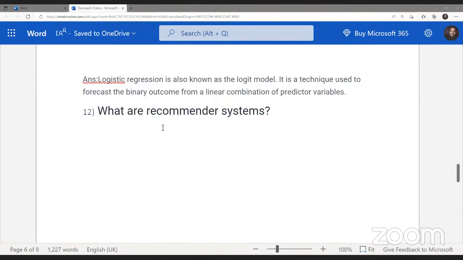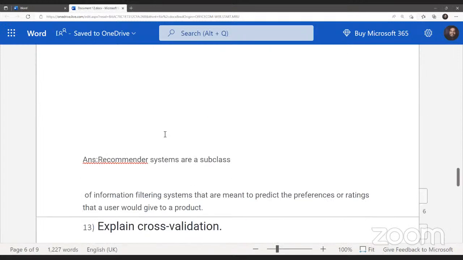So, what are these recommendation systems? These are subclasses of information filtering systems that are meant to predict the preferences or ratings that users would like to give to a product.